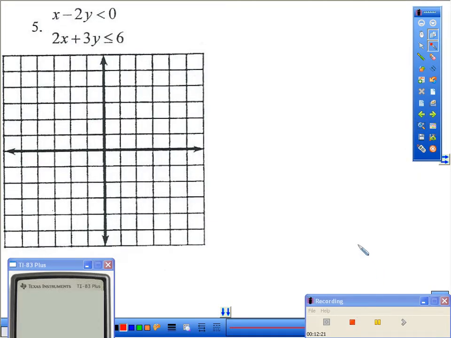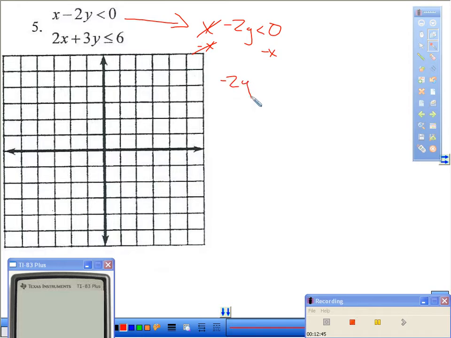Looking at number 5, we're going to do the same thing where we want to graph both of these inequalities on the same coordinate plane, which first requires us to solve each inequality for y. We want to get y by itself. So x minus 2y is less than 0. We want to subtract x from the left and from the right so that the x will subtract to give us 0. That's going to leave us with negative 2y on the left-hand side of the inequality. On the right-hand side, negative x plus 0, or we can really just write that as negative x.